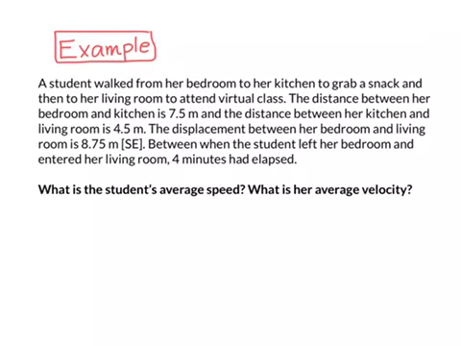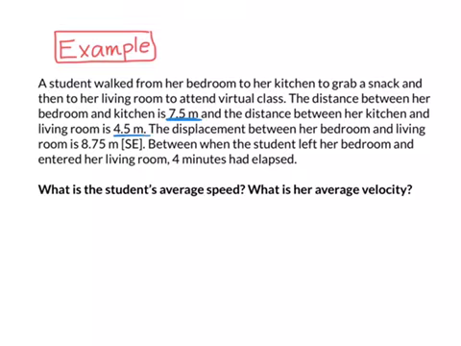We're going to look at this example now where we are asked to calculate the average speed and the average velocity for the same movement. A student walked from her bedroom to her kitchen to grab a snack and then to her living room to attend virtual class. The distance between her bedroom and kitchen is 7.5 meters. I'm going to underline anything about a distance in blue, and that's going to be for our speed calculation. So 7.5 meters. And the distance between her kitchen and living room is 4.5 meters.